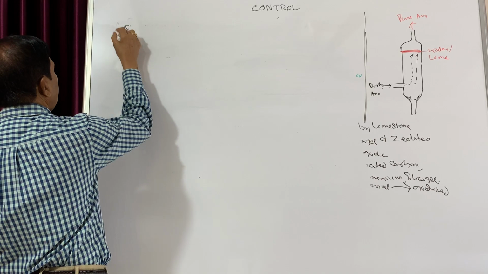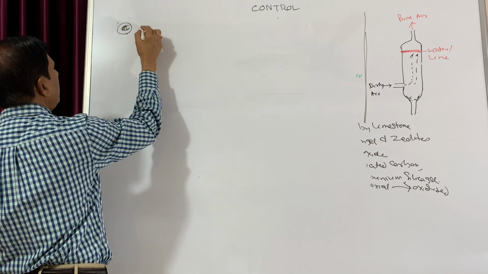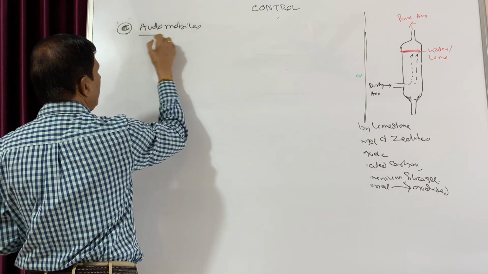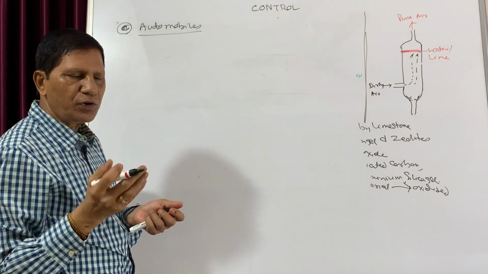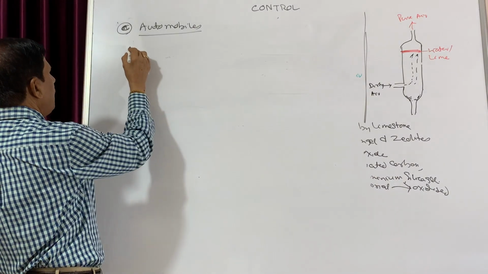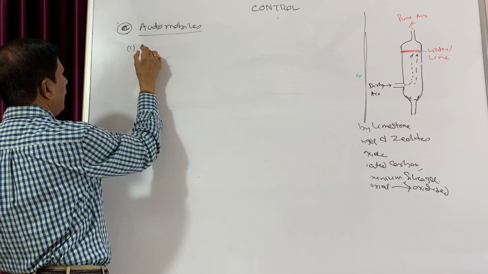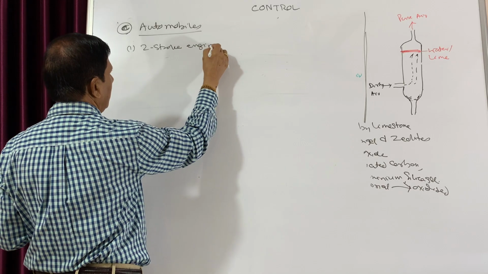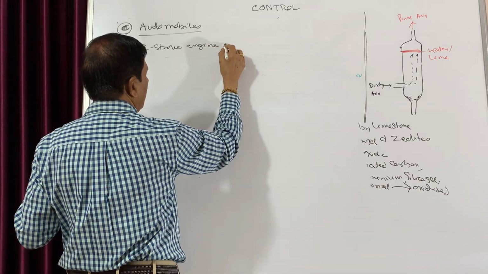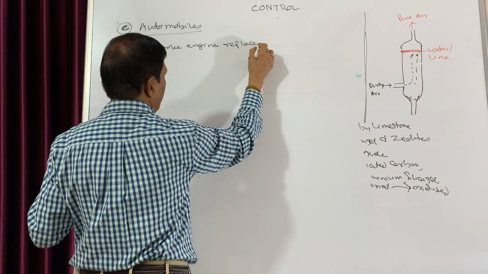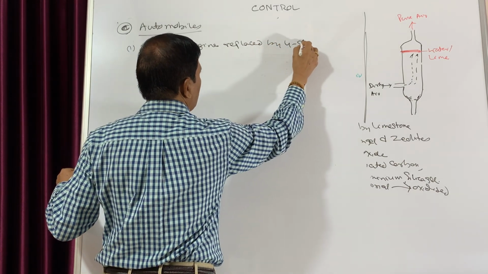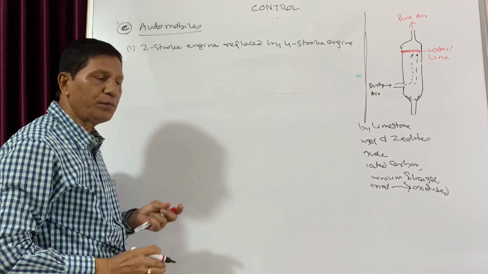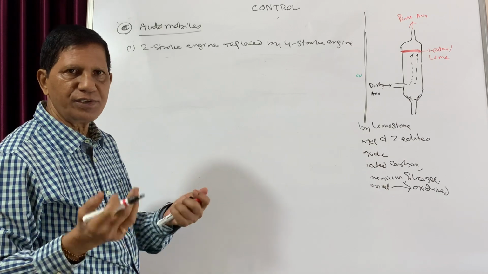So the third point, automobiles. For the automobiles, to check pollution, there are different methods. One method is that the two-stroke engine is replaced by the four-stroke engine. This is one of the methods, because four-stroke engines are more efficient.